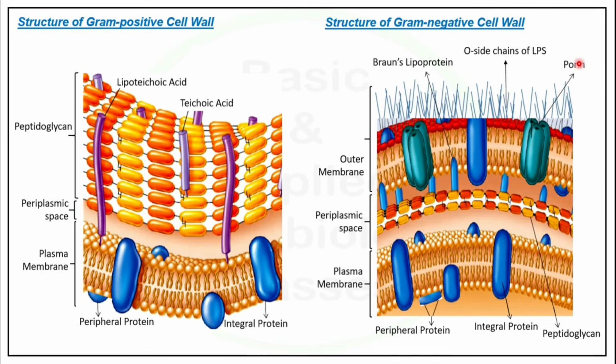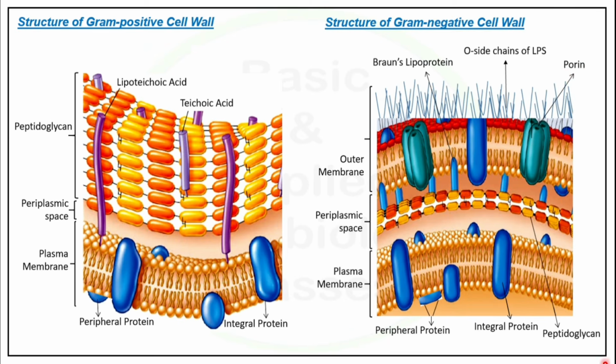Porin is a very special class of protein which is also present in the outer membrane of gram-negative bacteria. Porins are also known to support the transport of some special types of molecules across the membrane. And secondly, you should know porins also contribute to microbial drug resistance, okay? Well, this is another point.